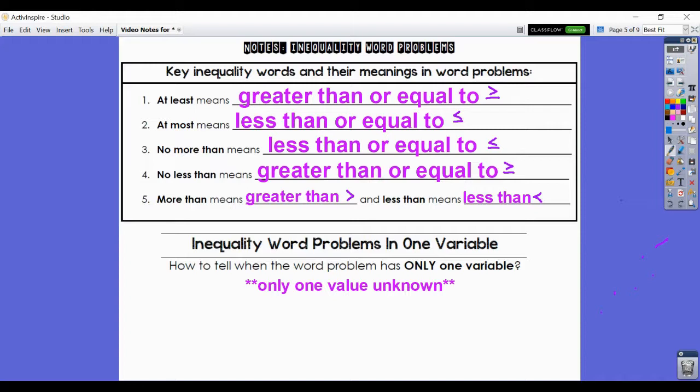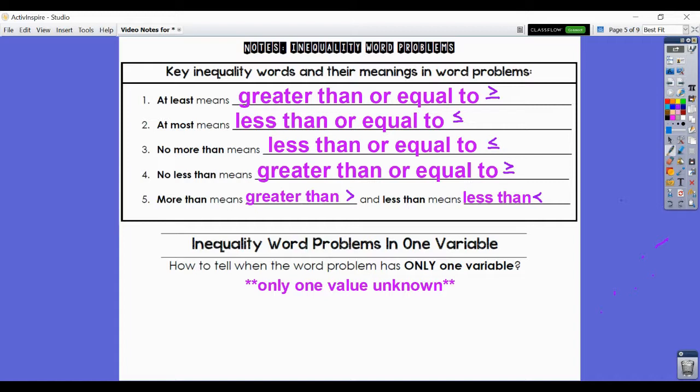No more than means less than or equal to, so again, you don't want to surpass that limit. You want everything underneath and equal to. No less than means greater than or equal to. That is, at a fundraiser, you want to raise no less than a certain amount of money, but it would be good to make more. That's why it's greater than or equal to. More than means greater than.